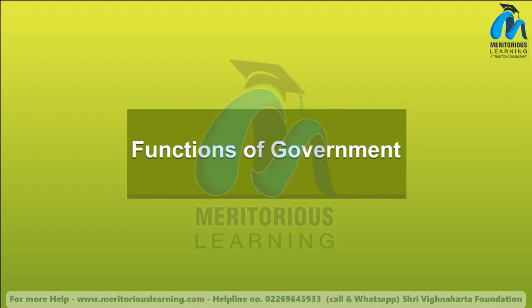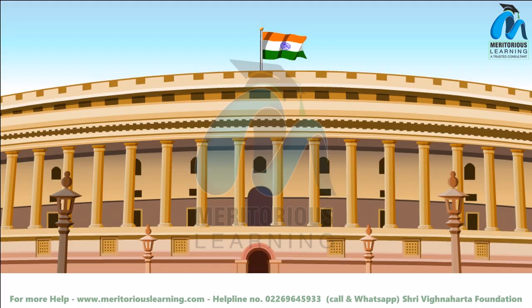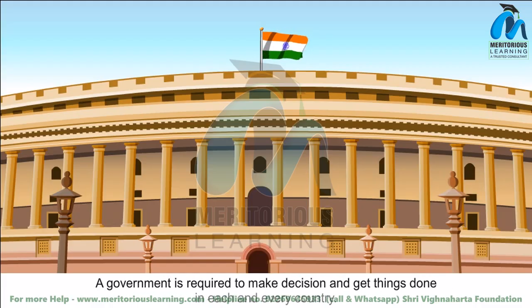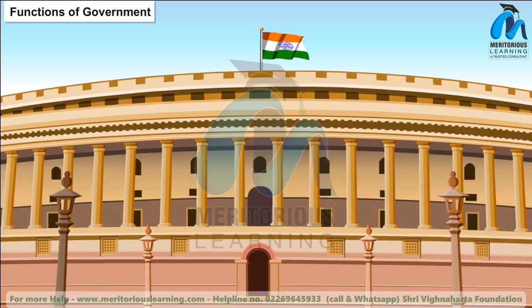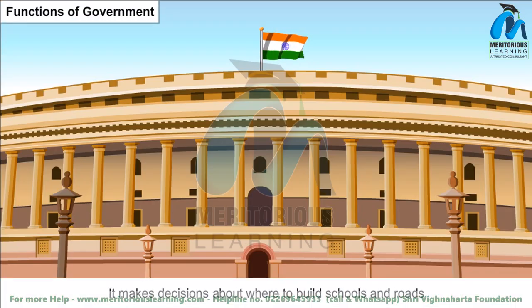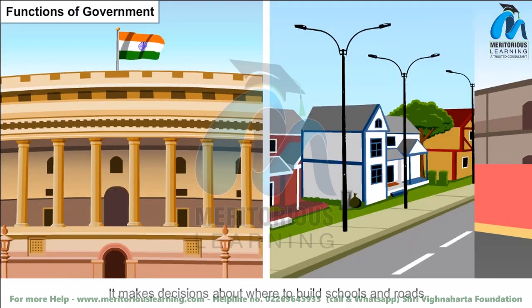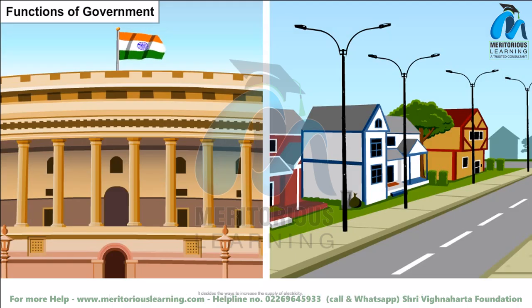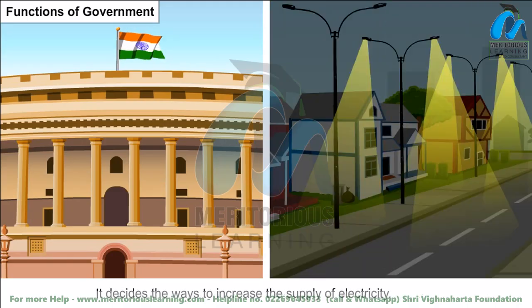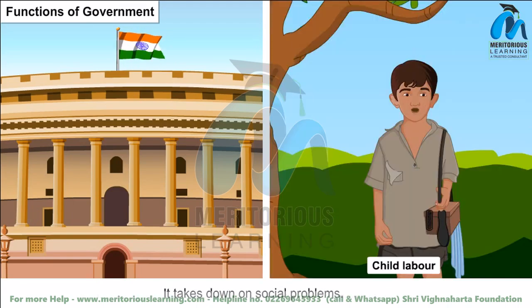Functions of a government. A government is required to make decisions and get things done in each and every country. It makes decisions about where to build schools and roads. It decides the ways to increase the supply of electricity. It cracks down on social problems.